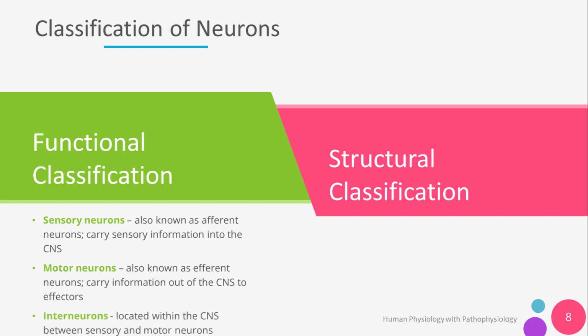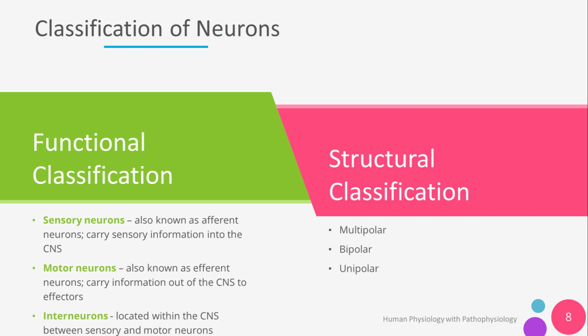Interneurons are mostly present in the brain and spinal cord, located between the sensory and the motor neurons. They are responsible for the distribution of sensory information and coordination of motor activity, and they are involved in higher functions like memory and planning, or our ability to learn.